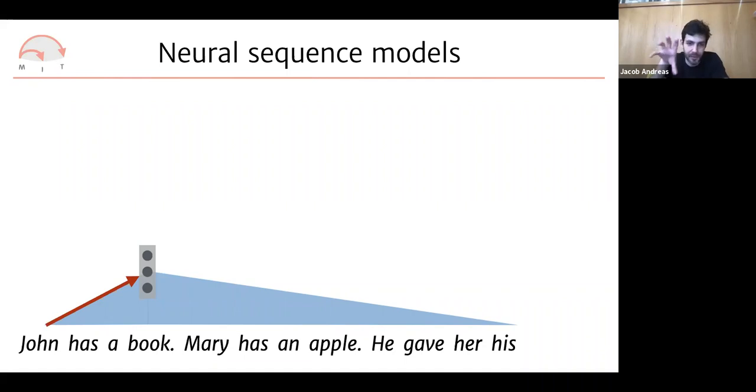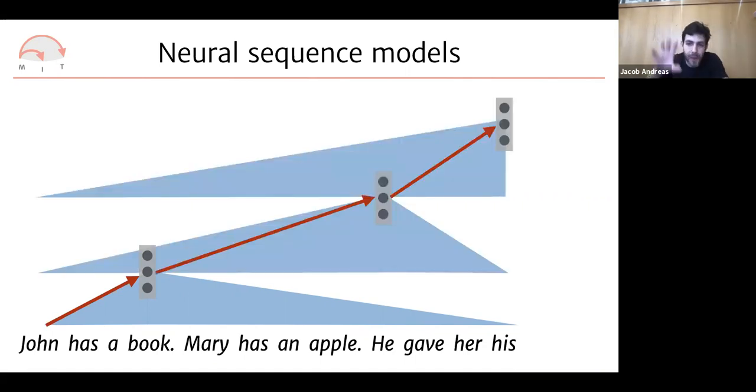So if I'm sitting on top of the word book, I might say, well, let me look at the representation of the word John and update my own representation of book to reflect the fact that I'm a book possessed by John, or, more generically, that there's an individual named John in the sentence. And we're going to repeat this process several times, where the representation of every word updates itself by looking at the representations of all of the other words that we computed on the previous round. And what we'll get out at the end of this is a sequence of word representations that now capture information about the context in which that word occurs in this sentence.